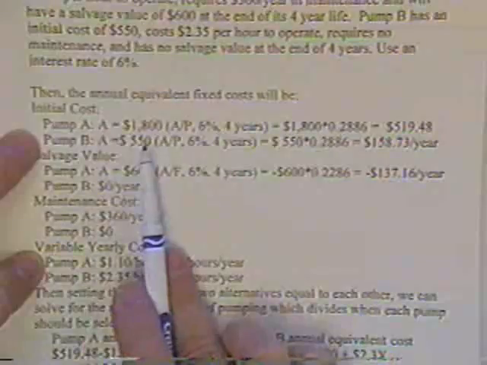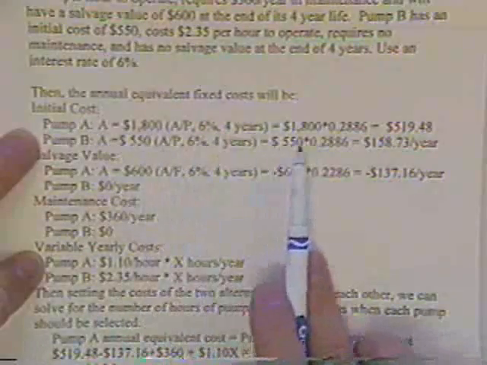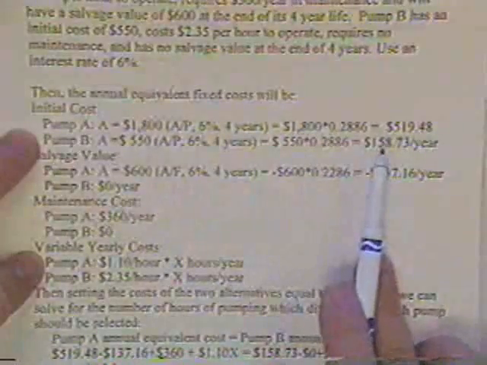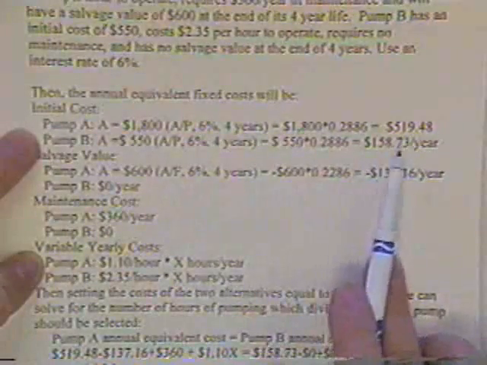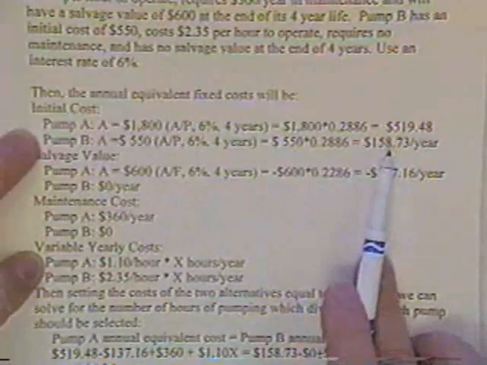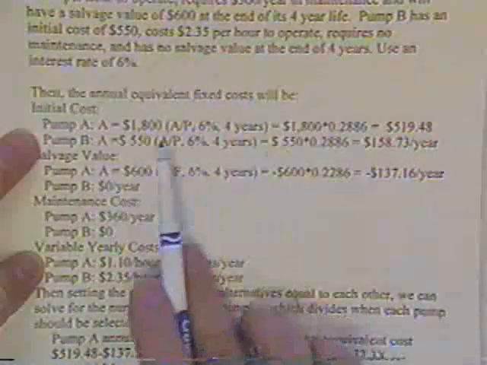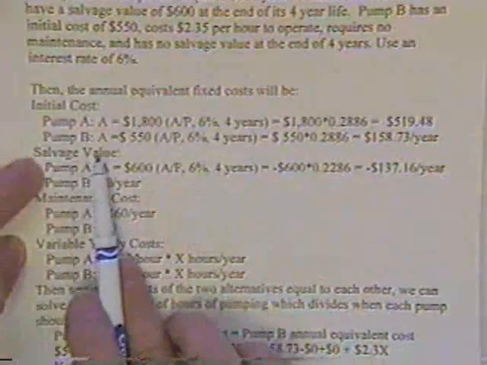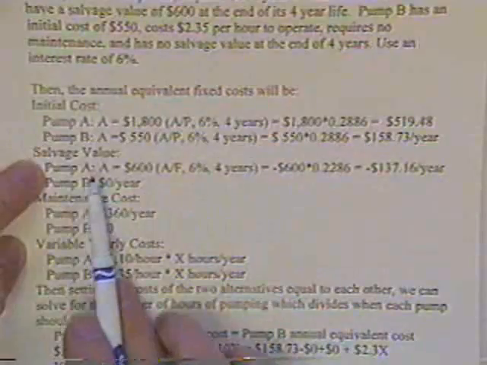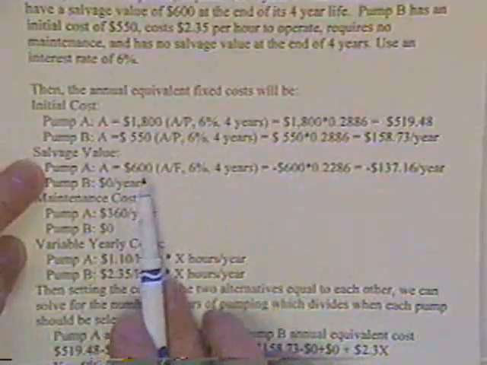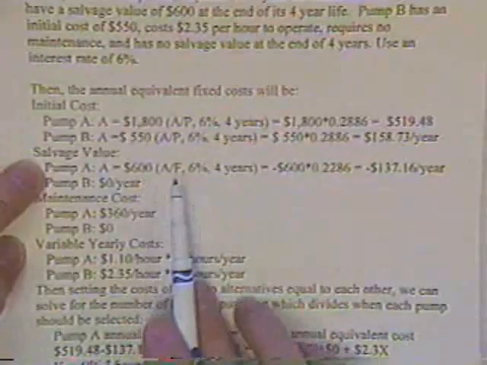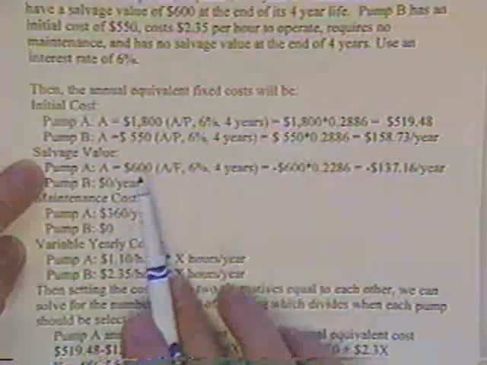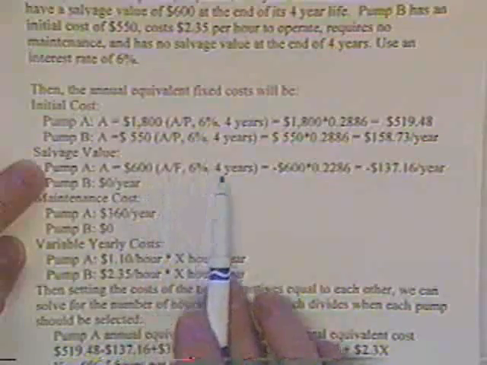Pump B, on the other hand, only costs $550. So in effect, by buying a $550 pump, you're in effect telling me that that pump costs you $158 per year annually. That's the same amount of money here as money here. Now the salvage value would bring in some money. Pump A has an annual value to you of $600 times the A over F at 6% for 4 years.